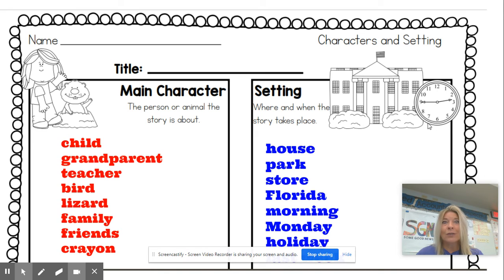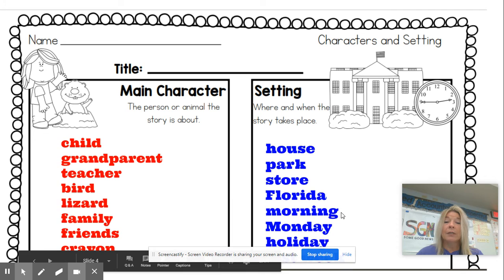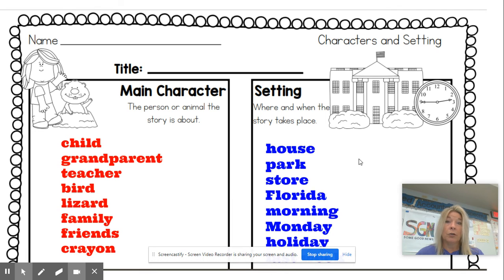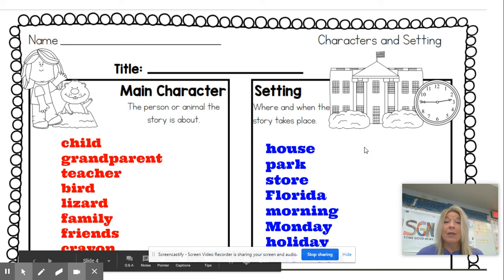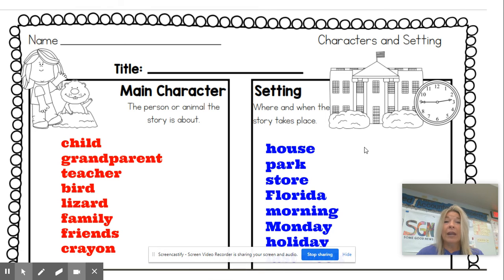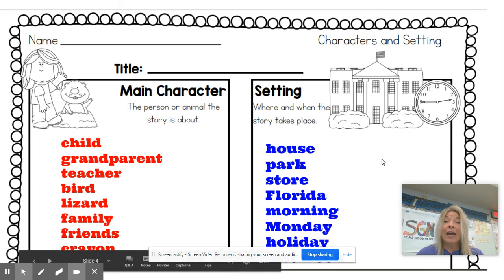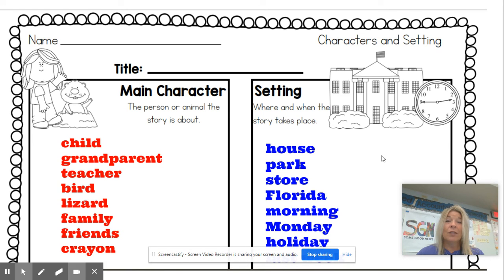Remember, the clock is when the story takes place. So you might be able to tell from clues, or the characters might even tell you, this is happening in the morning or the evening. Could be at lunchtime. It can be specific like a day. Maybe you read a story and everything that happened was on a Monday, or maybe that story took place for a few days. You could even have a story happening on a holiday, and that's the when the story takes place.